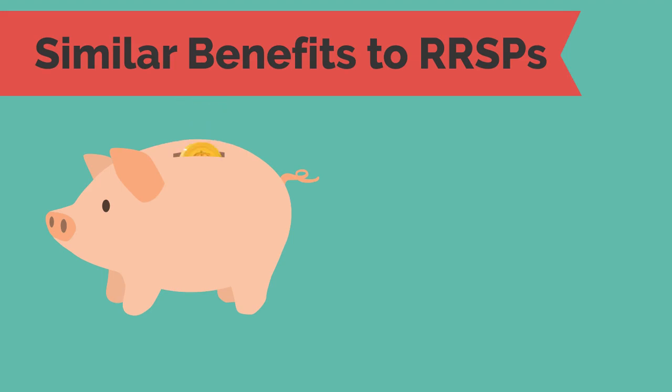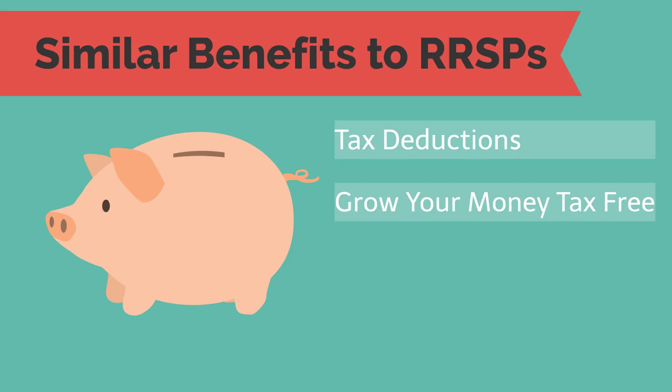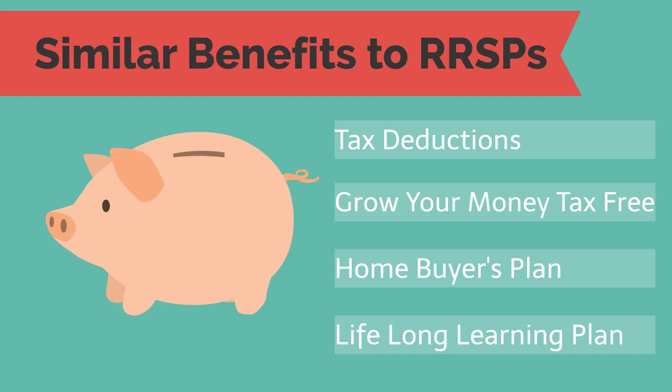Spousal RRSPs offer you very similar benefits to normal RRSPs. Deposits get you a tax deduction, your money grows tax-free within the account until you withdraw it, and you can still participate in government programs like the Homebuyers Plan and the Lifelong Learning Plan, for example. So then what's really the difference between a spousal RRSP and a normal RRSP?